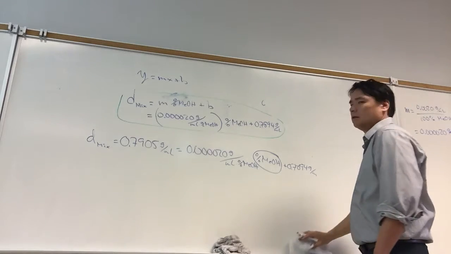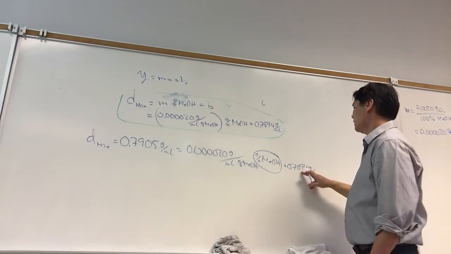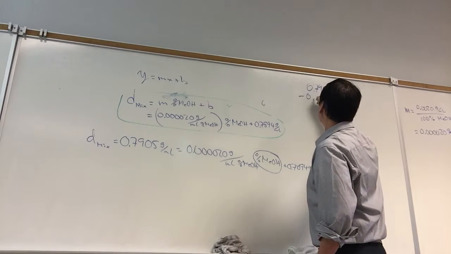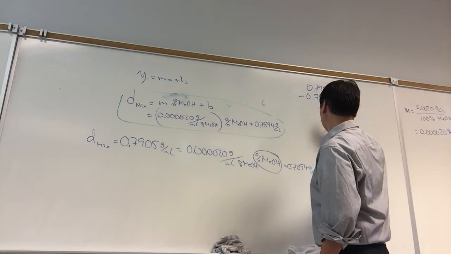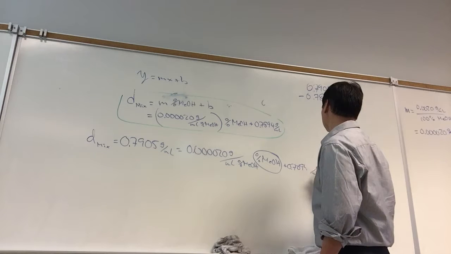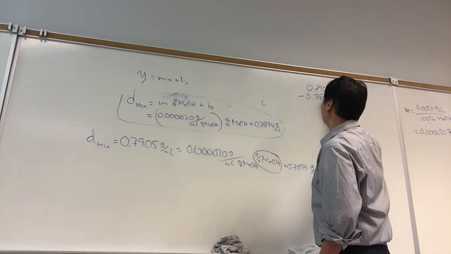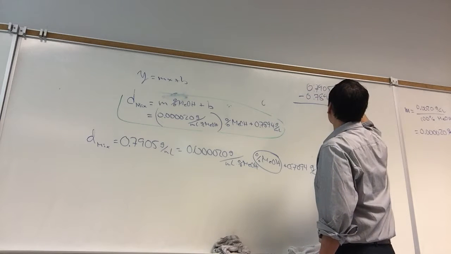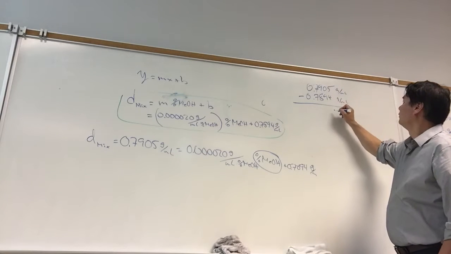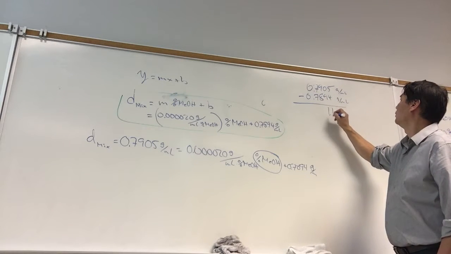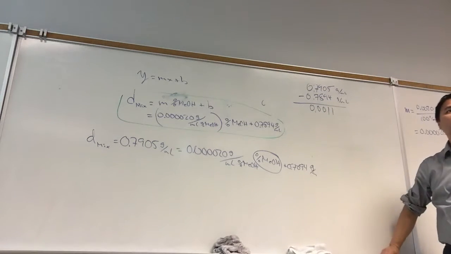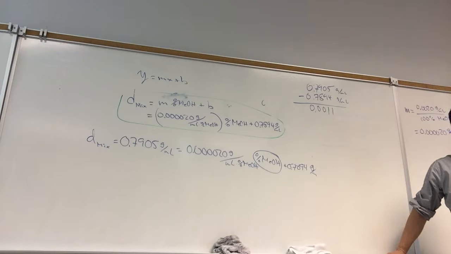Let's see. And so subtracting this from both sides, we get 0.7905 minus 0.7894 grams per milliliter. So 5 from 4 is 1, 10 is 1, 0, 0, 0. Okay, we're still at 2 sig figs. We might have even gotten less. We could have had less than 2 sig figs.